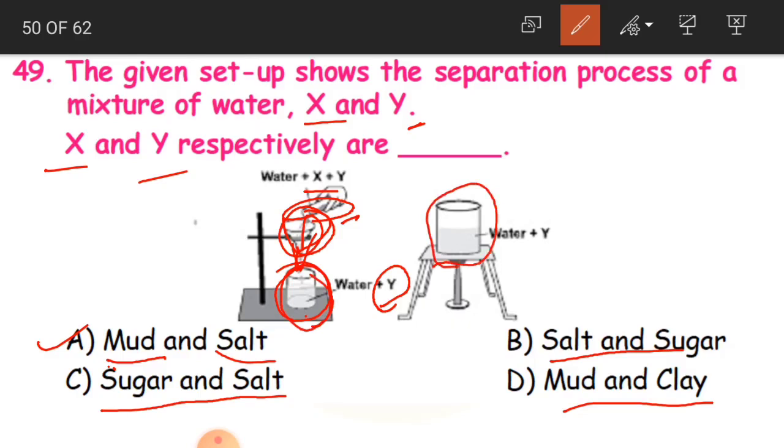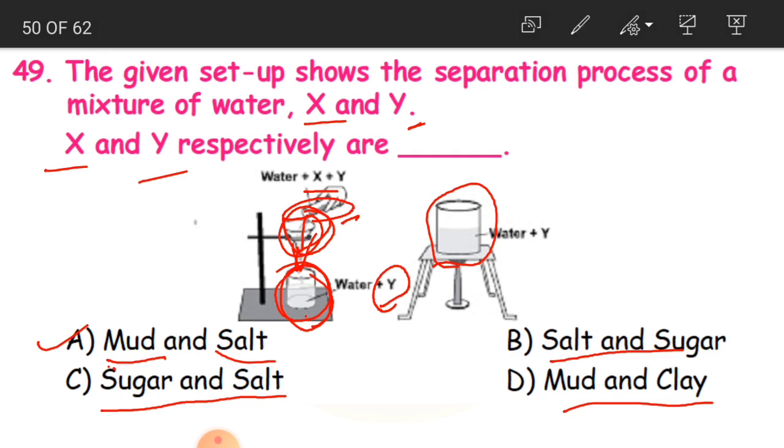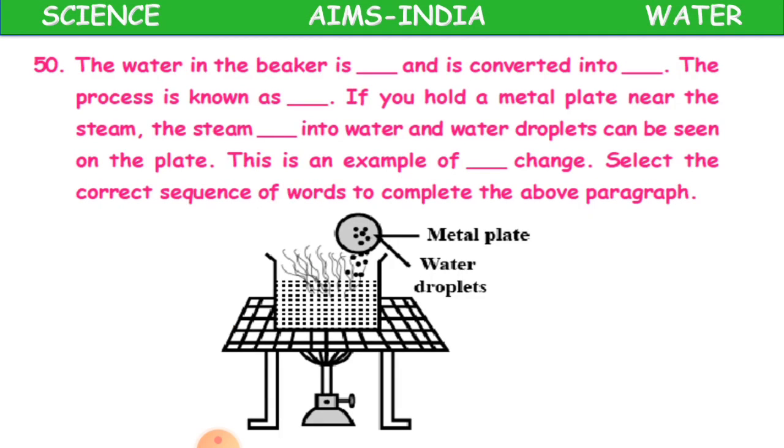Okay children, so X is mud and Y is salt. Clear? Yes. Now we'll go with the 50th question, children. The water in the beaker is dash and is converted into dash. The process is known as dash.